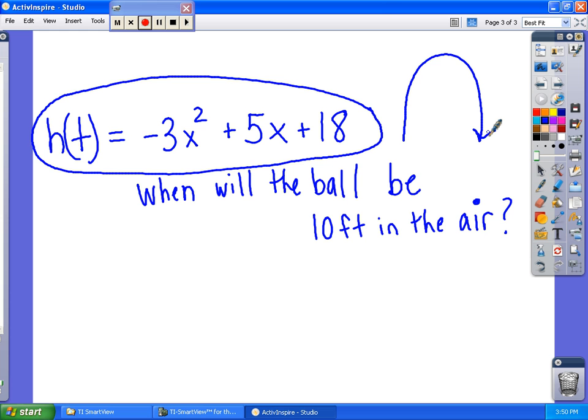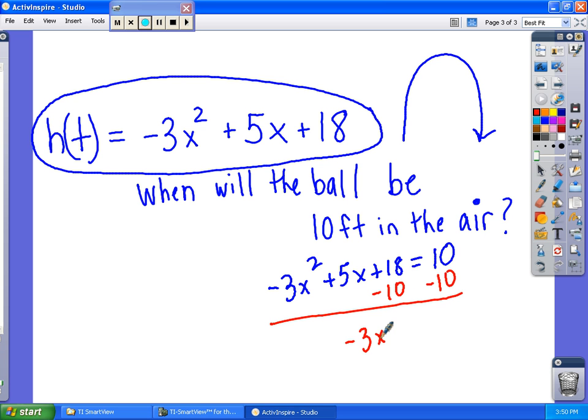Well, in this case, I'm giving you the height. So I'm going to switch it around a little bit: negative 3x squared plus 5x plus 18 equals 10. When will the ball be 10 feet in the air? Well, this is just like factoring. Our first step is to always get the function equal to 0. So now I have negative 3x squared plus 5x plus 18 minus 10, which is negative 3x squared plus 5x plus 8, because 18 minus 10 is 8, and 10 minus 10 is 0.